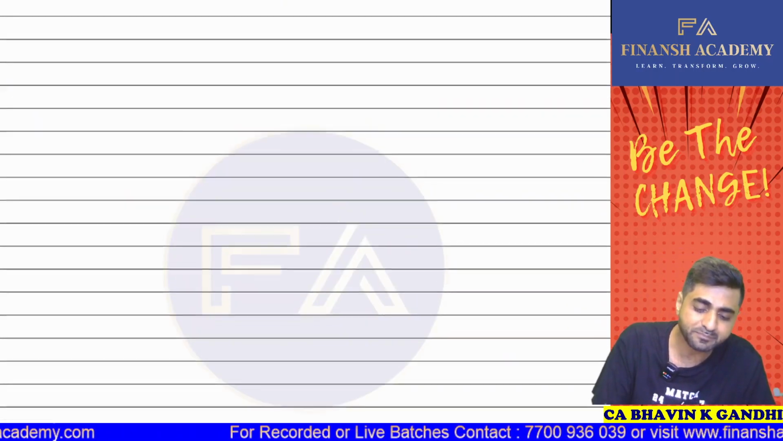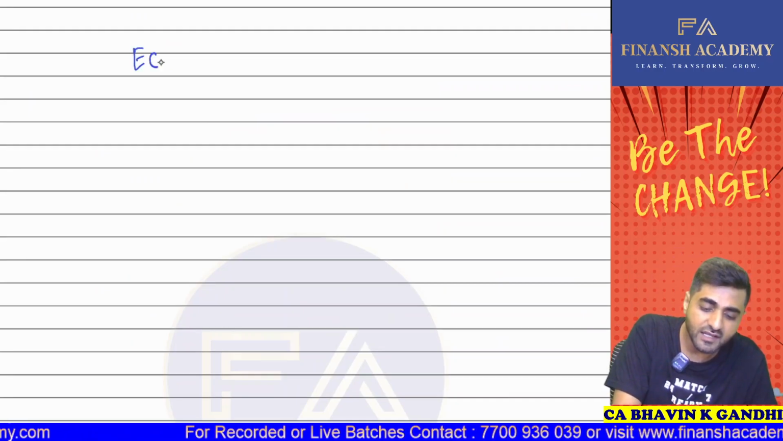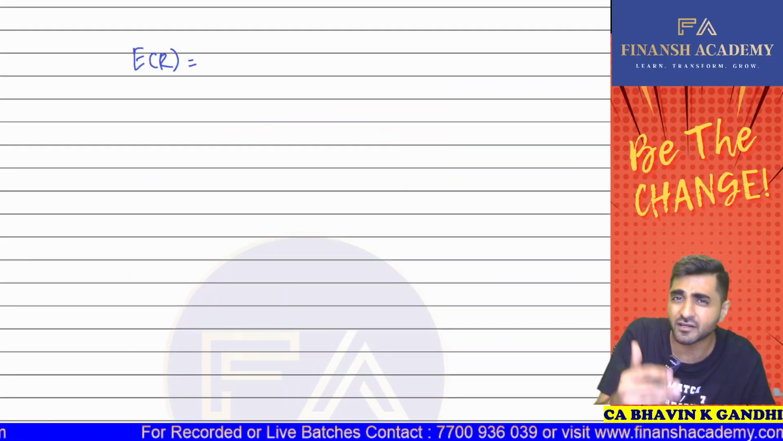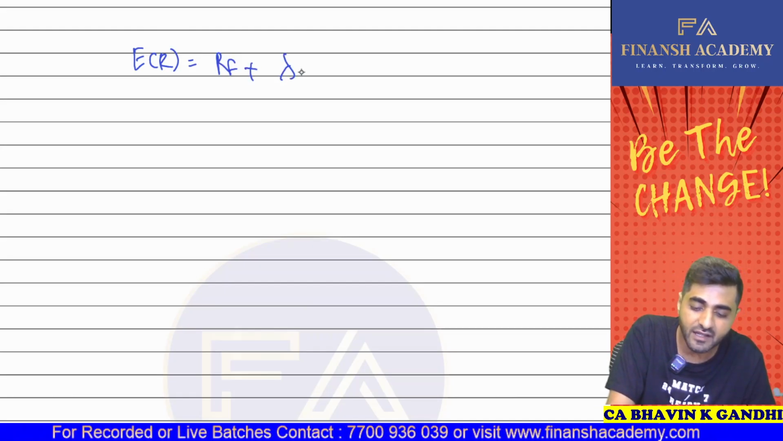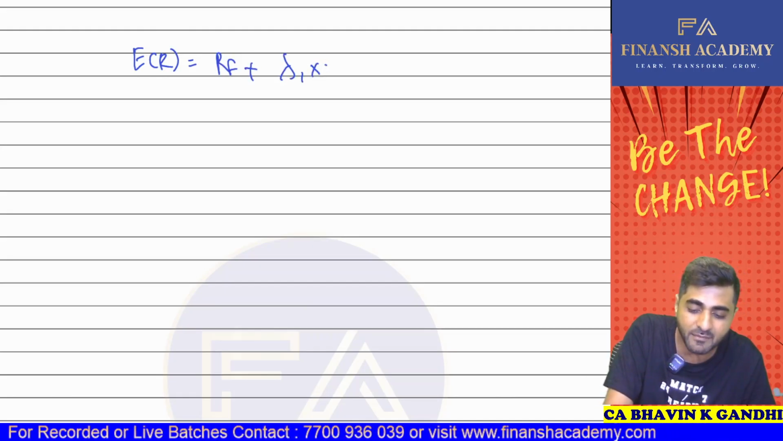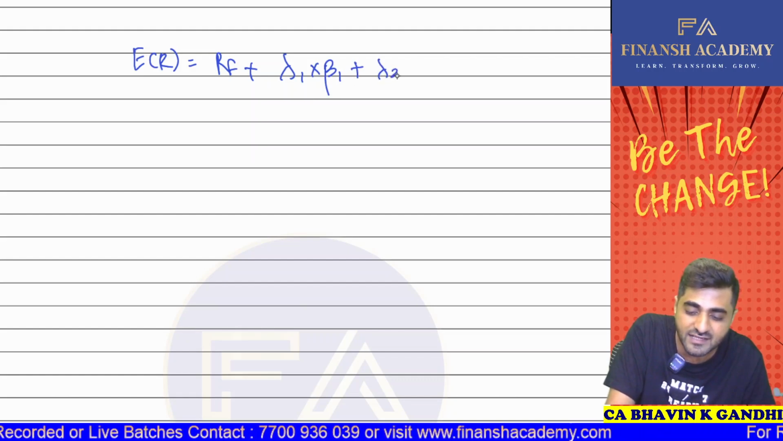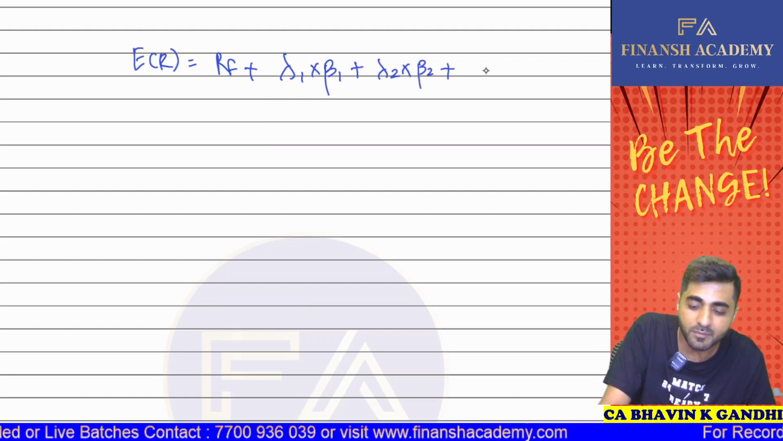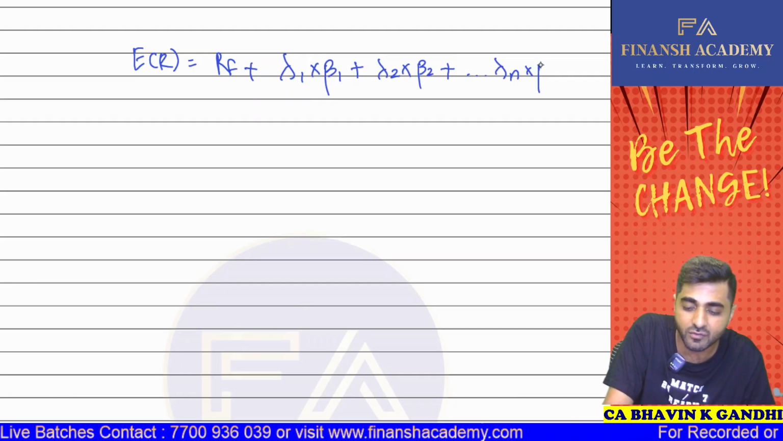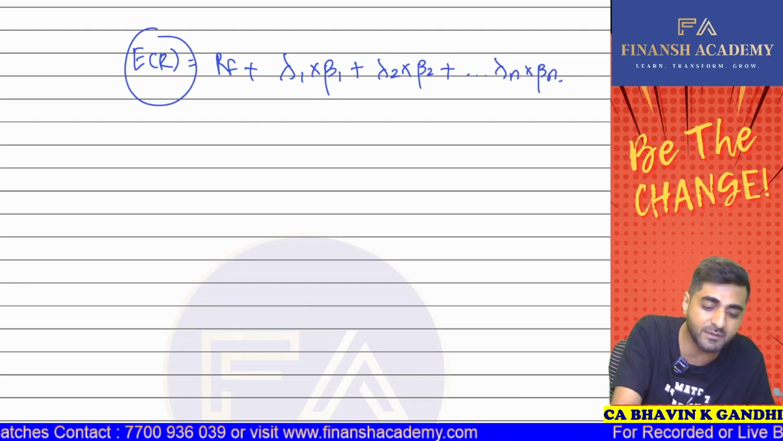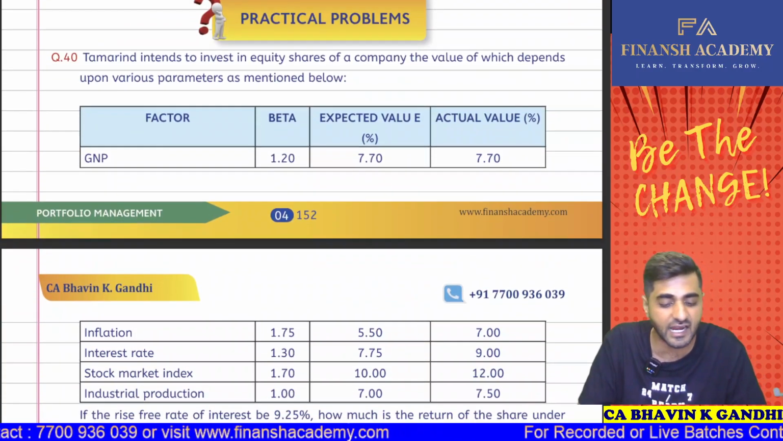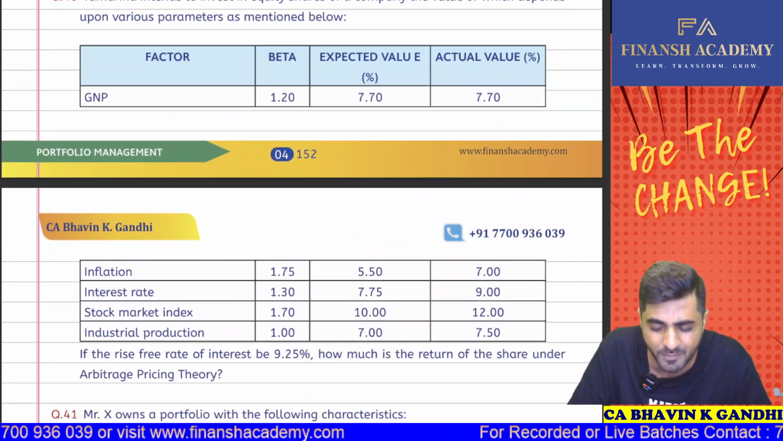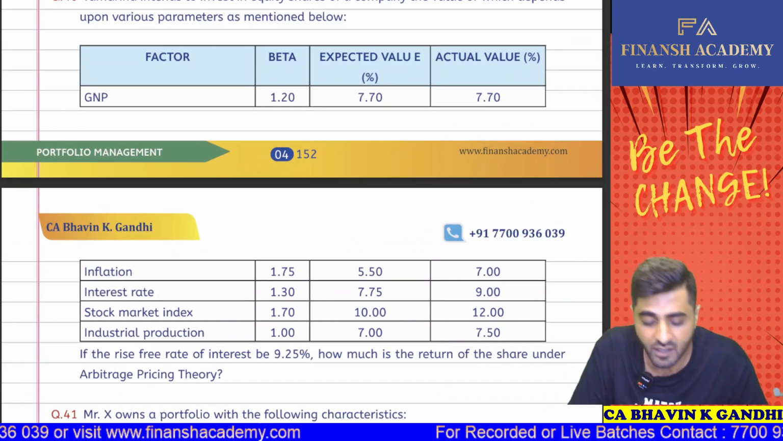So my dear students, the conclusion is that when we want to calculate the expected return as per arbitrage pricing theory, we have to take the risk-free rate and then add lambda 1 into beta 1 plus lambda 2 into beta 2 plus whatever is your lambda n into beta n. So that is how the expected returns will be calculated. Okay. Now, my dear students, let us start with the questions of APT. Very quickly, we'll revise it.